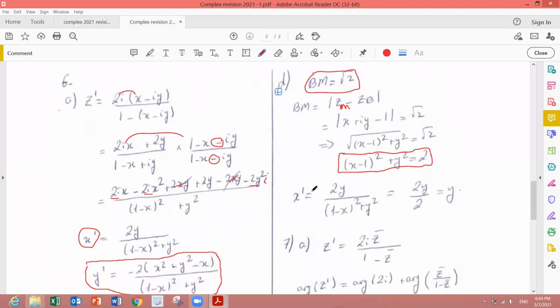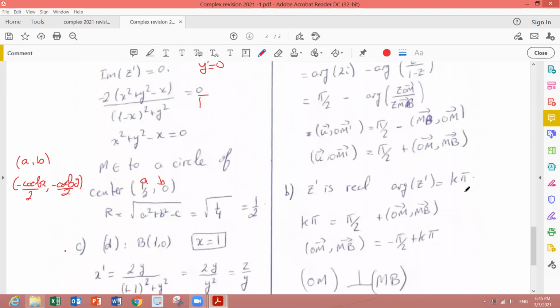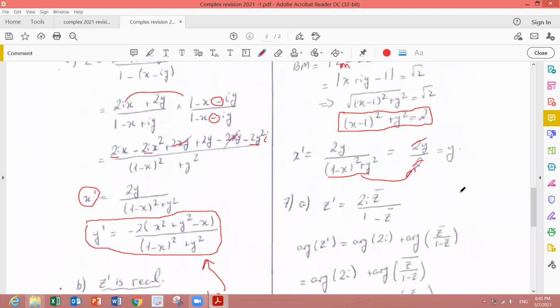I need to prove that x prime equals y. I take x prime. X prime equals 2y over 1 minus x squared plus y squared. But 1 minus x squared plus y squared is 2. This one is 2. So x prime equals 2y over 2. It equals y. 2y over 2, we get y.